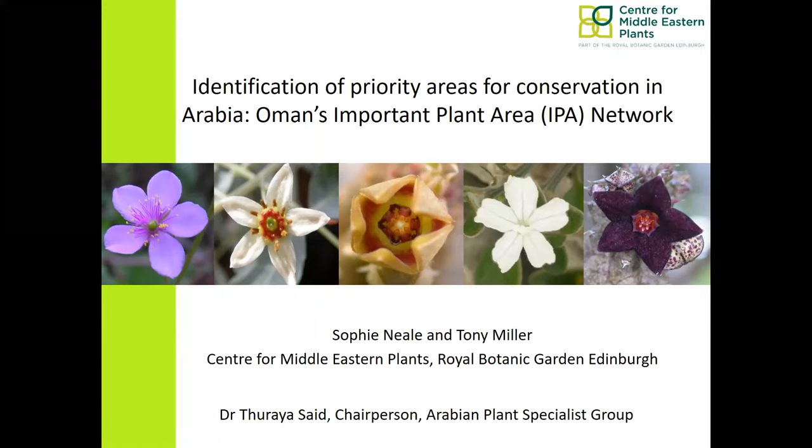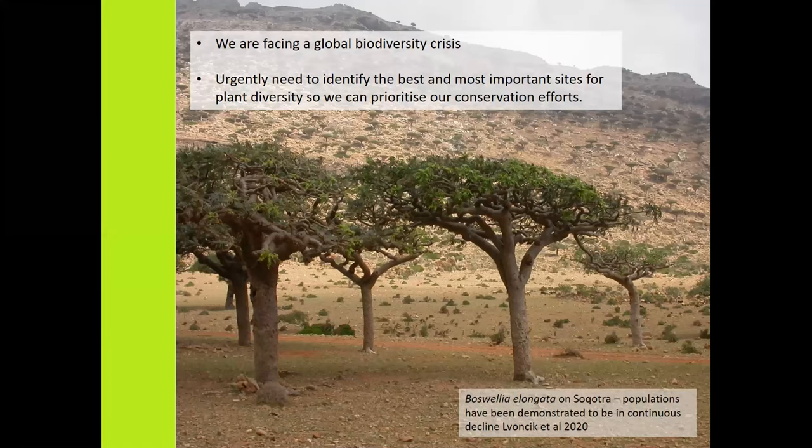My aim is to talk about important plant areas and work which has been done to identify a network of these sites in Oman. So we're facing a global biodiversity crisis. Plant species and habitats are being lost at an unprecedented rate. One in five plant species is threatened with extinction.